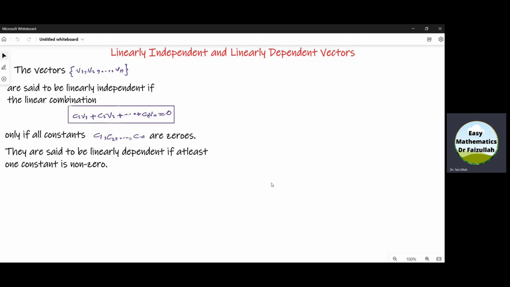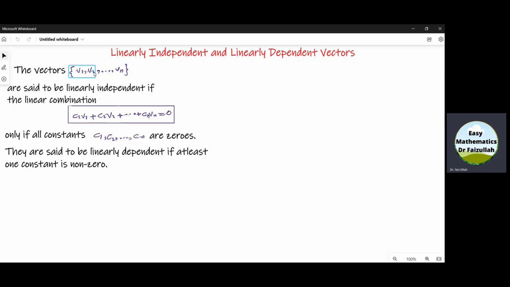Linearly independent and linearly dependent vectors. Dear students, if we are given a set of vectors from a vector space, then these vectors will be linearly independent or linearly dependent.